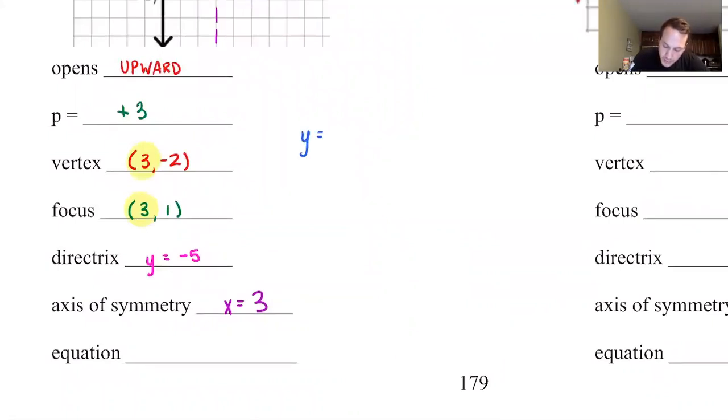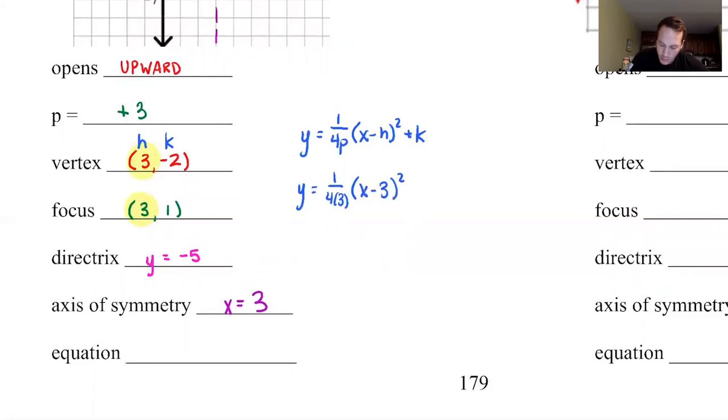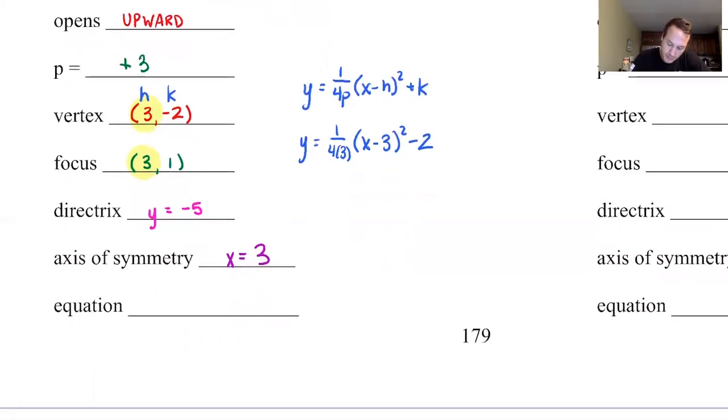Now the equation. We said we're going to use the formula y equals 1 over 4p times (x minus h) squared plus k. We just fill everything in. Remember, from our vertex, we get h and k, and here's my p-value. So when I fill this in, 1 over 4 times positive 3, times (x minus 3) squared minus 2. Opposite of the inside, same as the outside. When I simplify that, I'll get y equals 1 over 12 times (x minus 3) squared minus 2. If you're wondering where the 12 came from, 4 times 3 is just 12, okay?